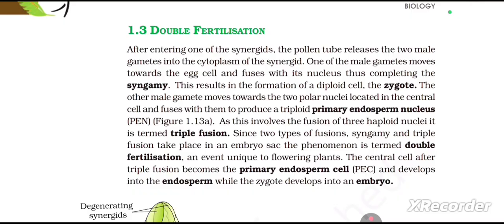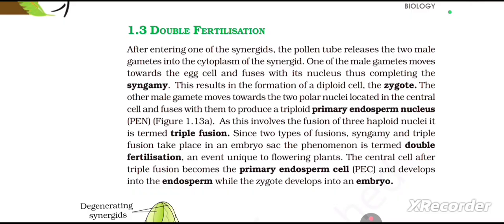This results in the formation of a diploid cell, the zygote. The other male gamete moves towards the two polar nuclei located at the central cell and fuses with them to produce a triploid primary endosperm nucleus, that is PEN, figure 1.13a. As this involves the fusion of three haploid nuclei, it is termed triple fusion.